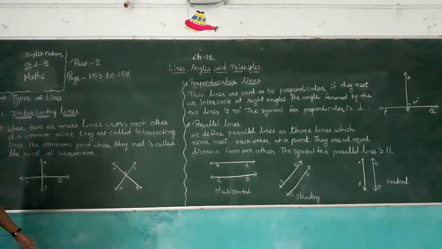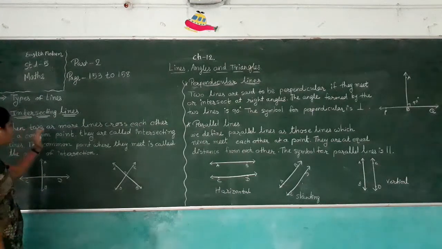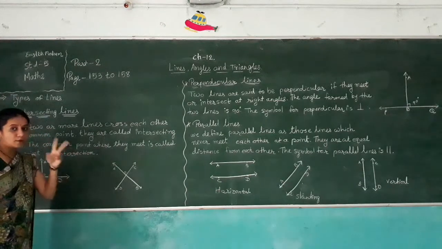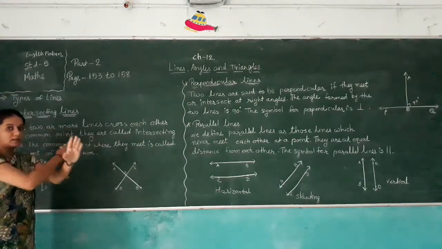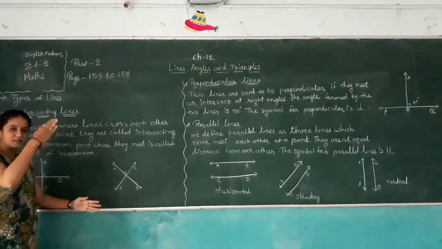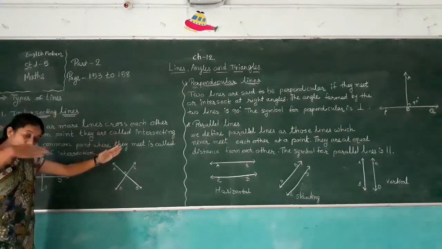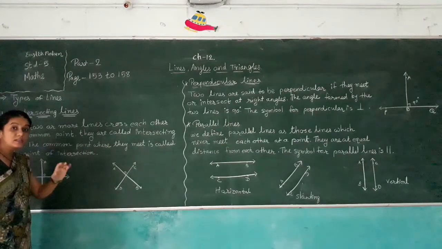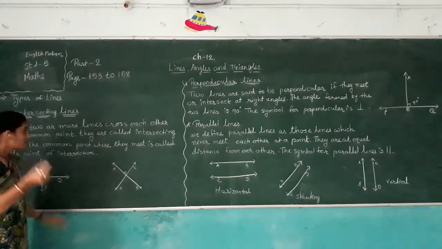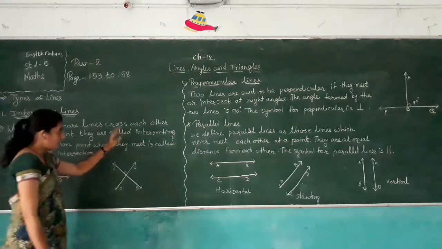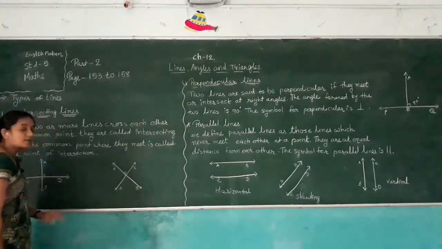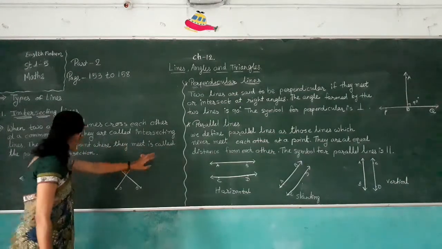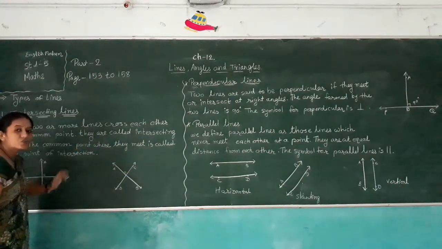Intersecting lines means what? When two or more lines cross each other. This one is one line and this one is the second line. They cross each other at a common point, so they are called intersecting lines. The common point where they meet is called the point of intersection.